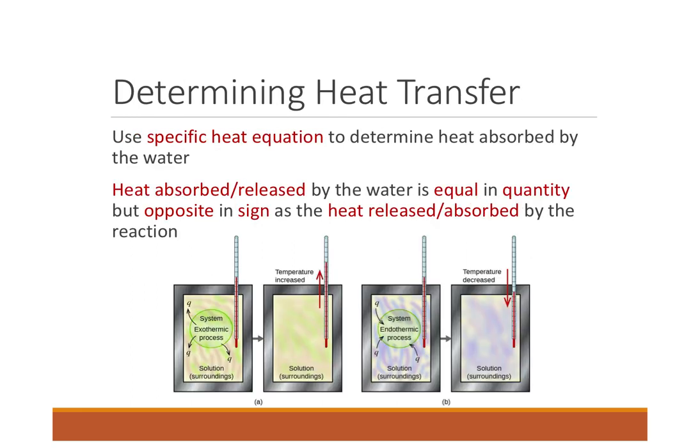So just like the previous example, you're going to use the specific heat equation to determine the heat absorbed by the water. And as I said before, anything that is absorbed or released by one substance will be equal in quantity but opposite in sign. So as heat is released from one thing, that heat would be given off, so it would be a negative Q value, but it's going to be absorbed by the water in the calorimeter, and that will have a positive Q value. The opposite, of course, is always true. If you have an endothermic process, as we've given here, it's going to be absorbing heat in from the surrounding water, which means the temperature is going to go down in the water.